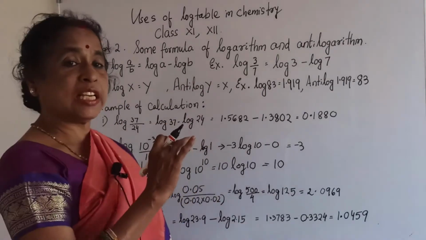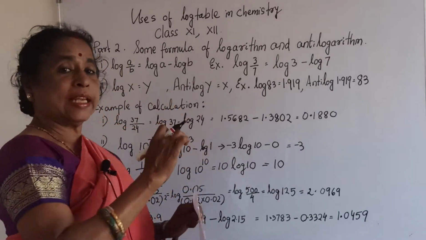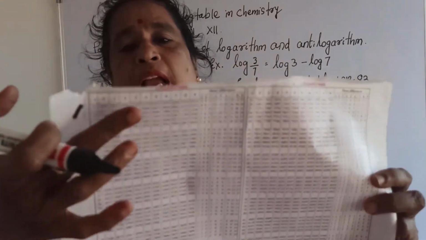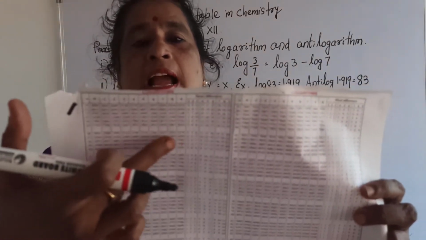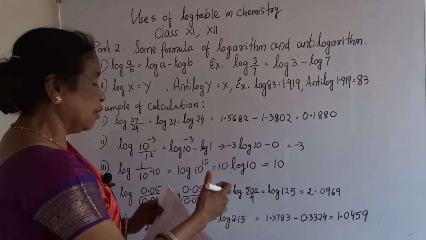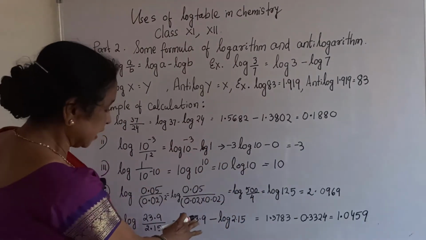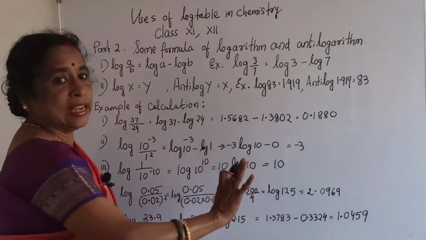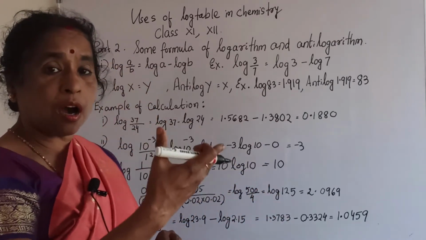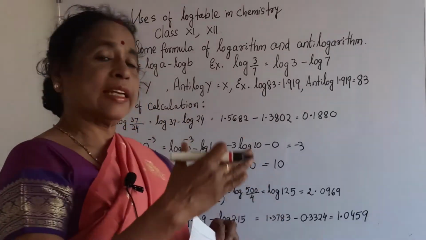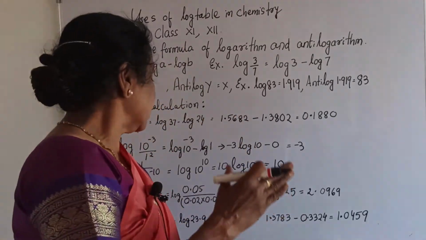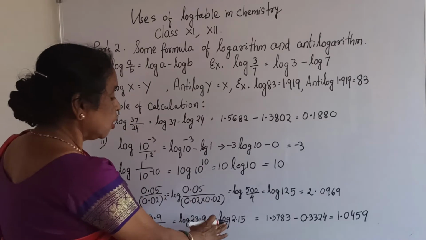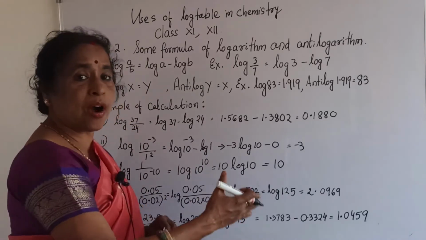And how to see the log? 23 9, that means here you will see 23 and here you will see 9, and what is the value you have seen here, the value is 3783. Then what is the value of log 23.9? That is 1.3783.